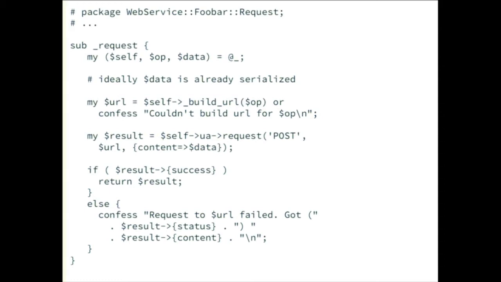So then we make our request through our UA attribute, which HTTP Tiny has a request method, and it takes 3 parameters, which is to say it takes the verb and it takes the location, so whatever that is, and then it takes a hash ref. And the hash ref has to contain content, so this is what you're going to post. And it contains other things too. For example, you can add new headers here and other things like that.